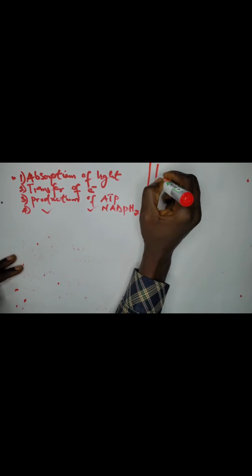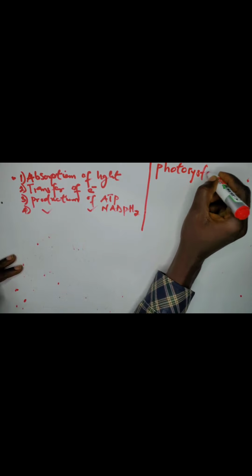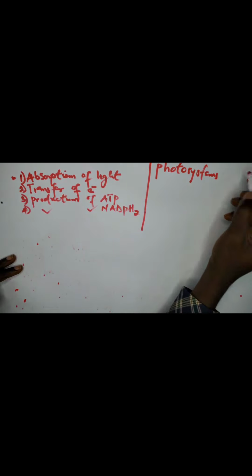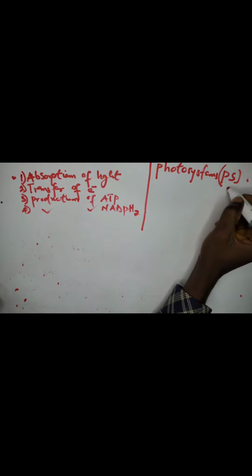Now before I go to that mechanism, I'd like to tell you that the chlorophyll molecules are embedded in something we call photosystems. You can shorten it and say we have photosystem, PS, because we have two types. We have photosystem 1 and photosystem 2. And that is where the chlorophyll molecules are embedded.